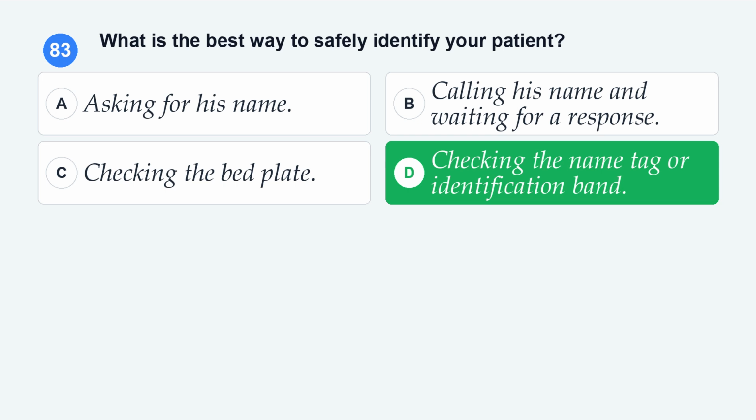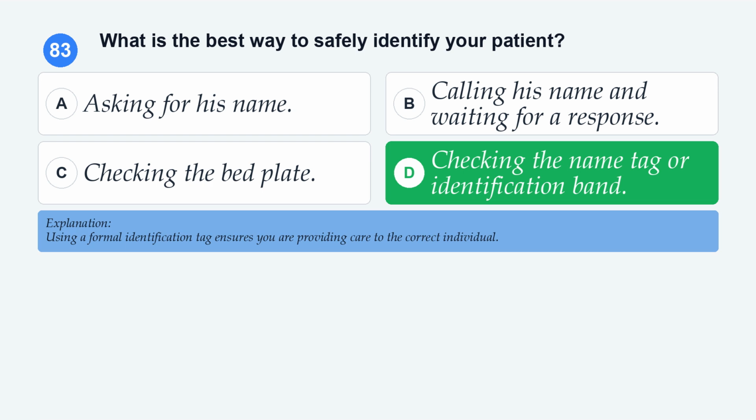The correct answer is option D. Checking the name tag or identification band. Explanation. Using a formal identification tag ensures you are providing care to the correct individual.